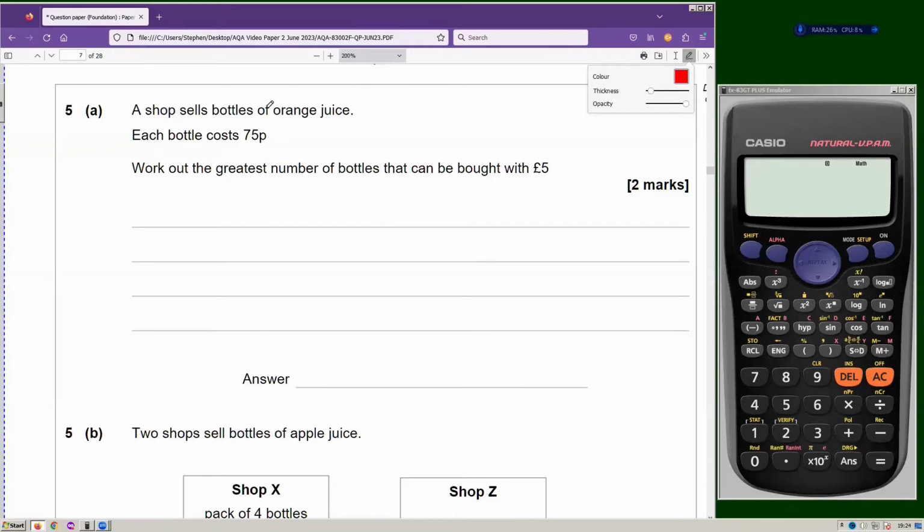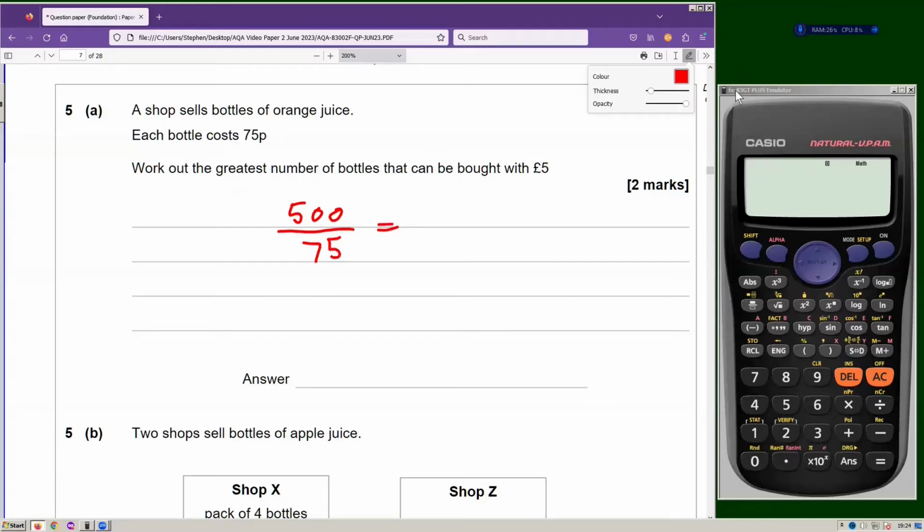A shop sells bottles of orange juice. Each bottle costs 75 pence. Work out the greatest number of bottles that can be bought with £5. Well, we're allowed to use a calculator, so we can just say 500 pence divided by 75 pence equals, and we're using the calculator now.